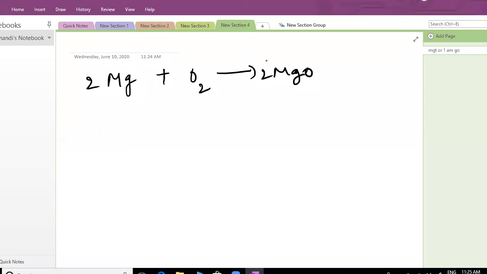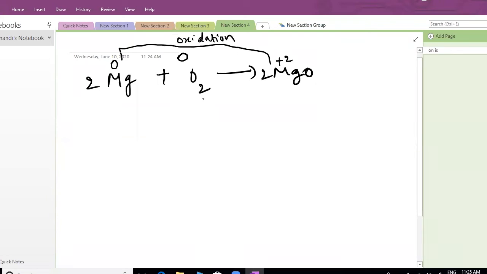See, this is magnesium, loss of electrons. Magnesium has zero oxidation state, is it correct? Because it is not combined with anyone. Oxygen also has zero oxidation state. Magnesium goes from 0 to plus 2, so the magnesium oxidation state is plus 2. So this we call oxidation. Oxygen goes from 0 to minus 2. So this we call reduction. Understood?